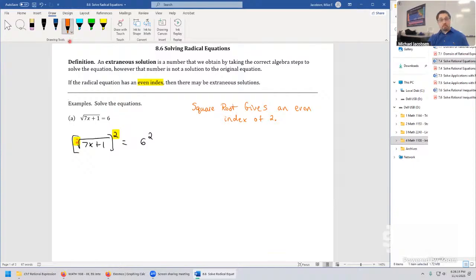This causes a particularly nice cancellation. The square root, the entire thing cancels off, leaving 7x plus 1. The right-hand side becomes 6 times 6 for 36, and we've eliminated the root from the equation entirely. Now it's just an ordinary linear equation.